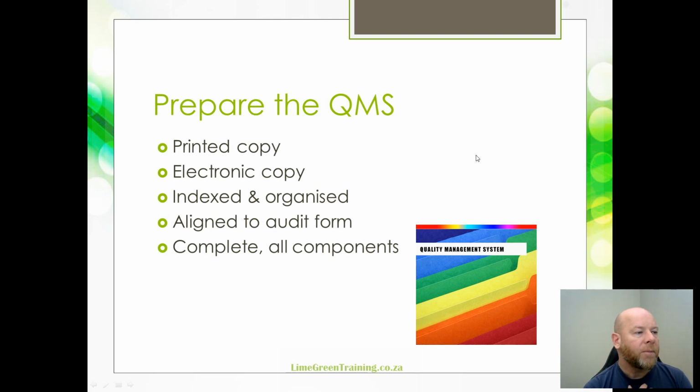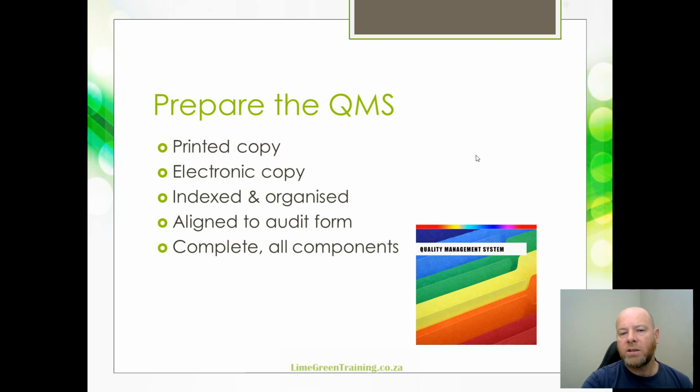So to recap, to prepare your quality management system, I recommend a printed copy and electronic copy of which both are well indexed, organized and easy to find components within. It needs to be indexed and organized so you can quickly flip through pages in your physical copy or quickly find components in your electronic copy.